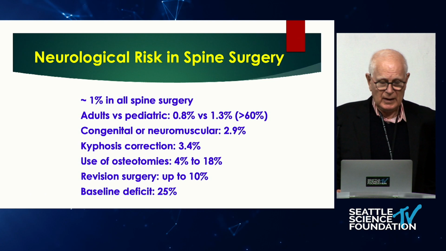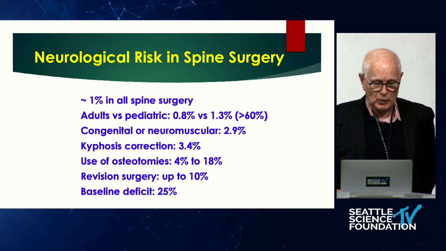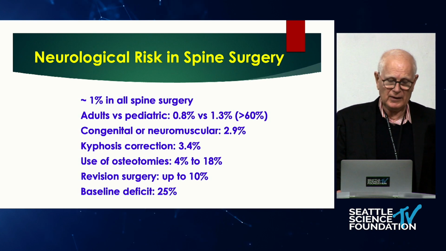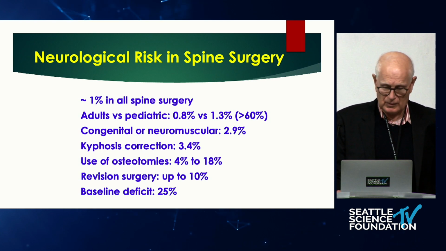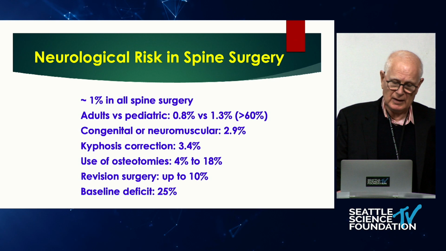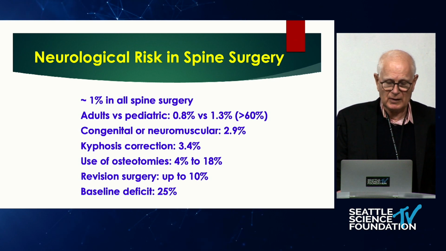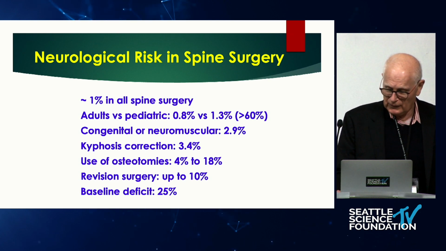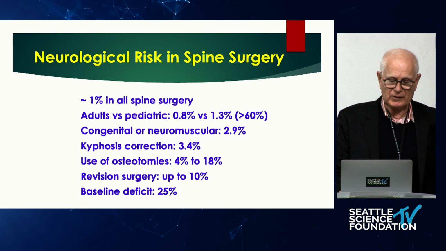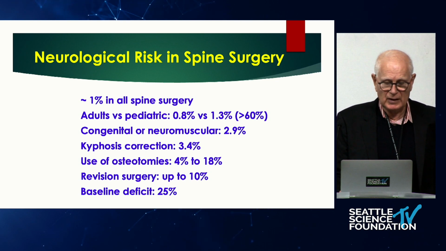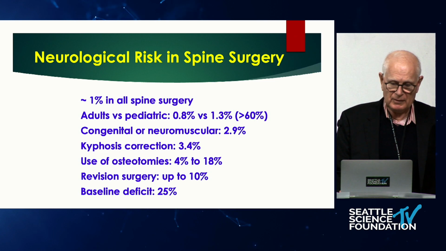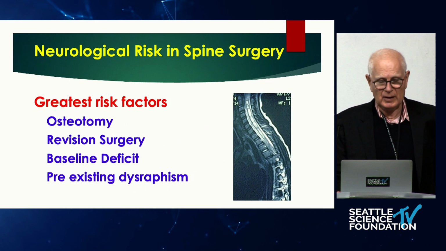So it's significantly worse in pediatric spine surgery than in adults, with about 60% higher incidence of neurological risk. Particularly the congenital and neuromuscular kids, and kyphosis correction. When you start doing more complex procedures such as osteotomies, certainly the risk increases as well. If you have a child who already is compromised, it's almost prohibitive how high the risk can be.